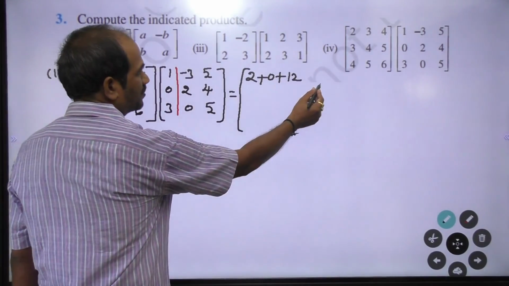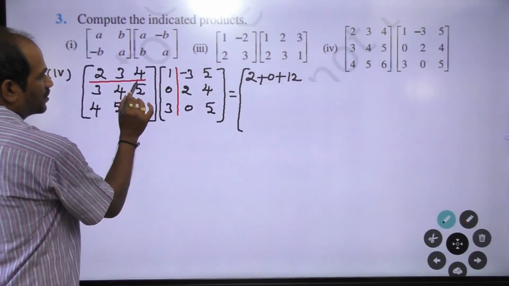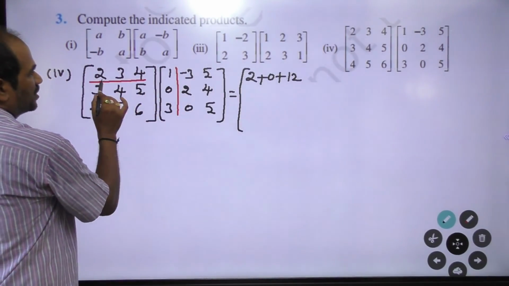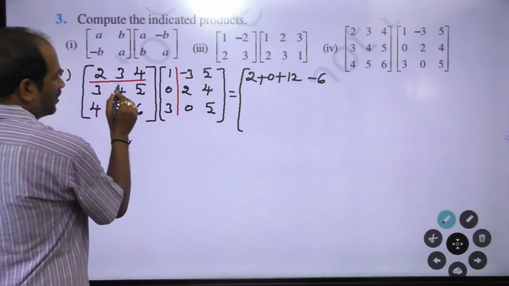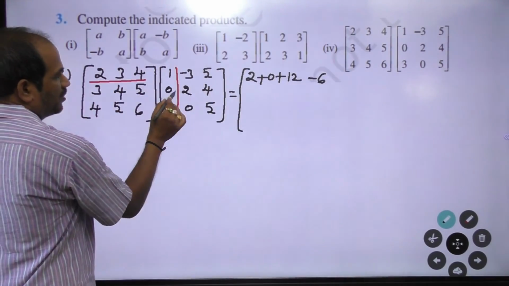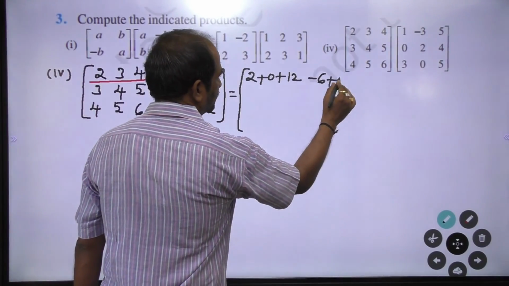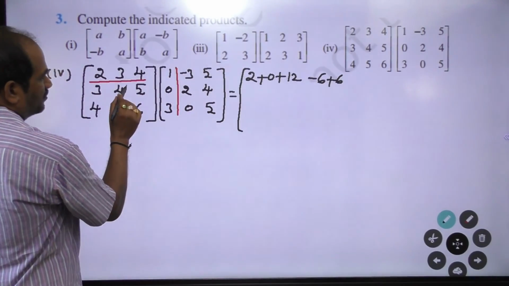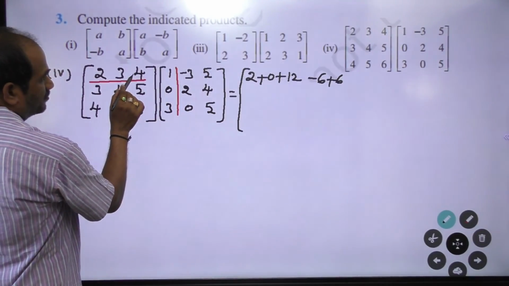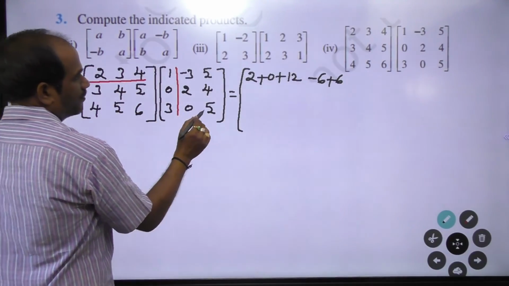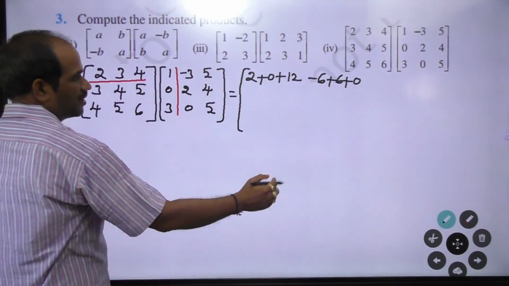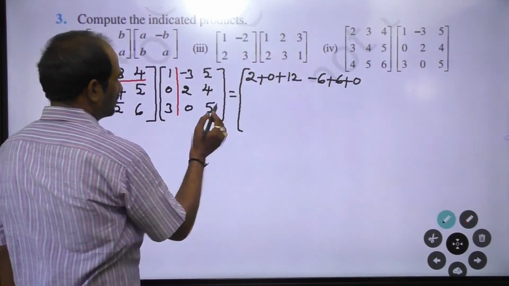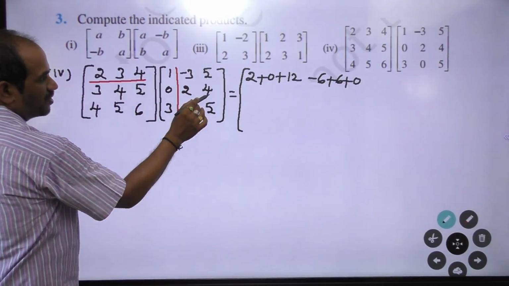Next element, first row, second column. So 2 into minus 3 is minus 6. Next one, 3 into 2 is 6. Next value, 4 into 0 is 0, plus 0.